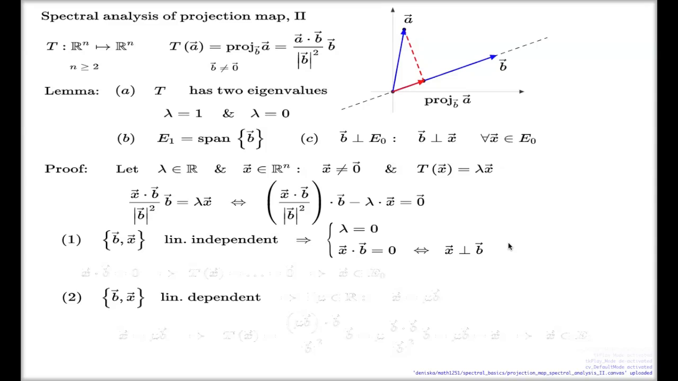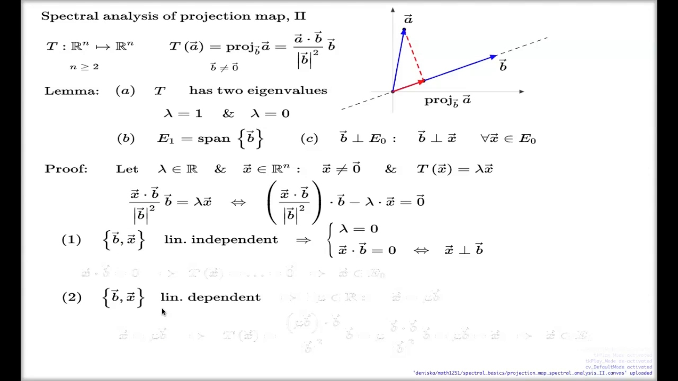We assume that lambda and x are an eigenvalue and eigenvector. With the extra assumption that x and b are linearly independent, we concluded that the only possibility for the eigenvalue is 0, and the eigenvector must be perpendicular to the vector b. Both this case is established and this case is established in one go, just with this one extra assumption that the vectors are linearly independent. Let's see what happens if the vectors are linearly dependent.